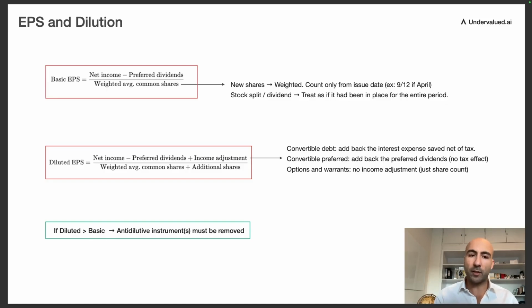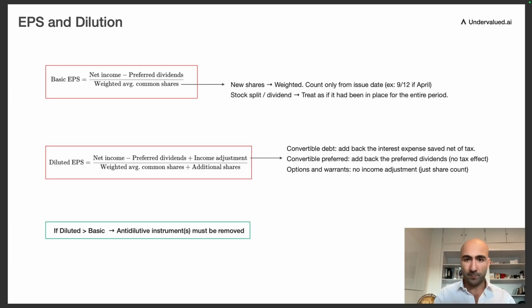Now, without again going into too much detail, one important rule that you need to remember is that you're not allowed to include instruments that would make the earnings per share look better. That means in the diluted EPS that if the diluted EPS goes up instead of down, then it means that the instrument is anti-dilutive, and therefore you must exclude it.